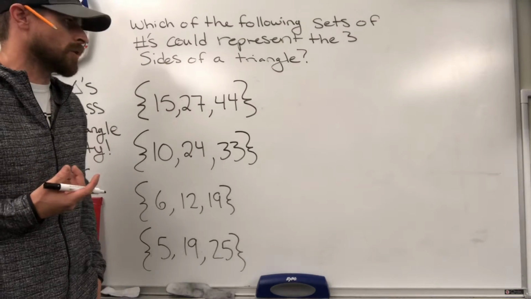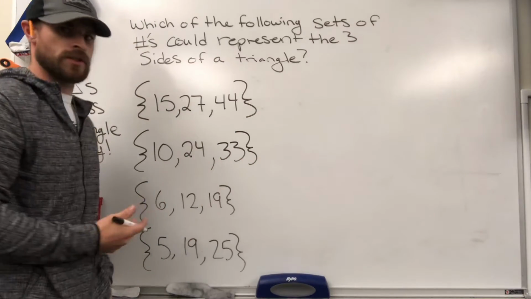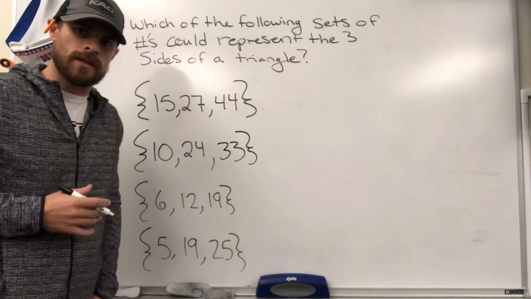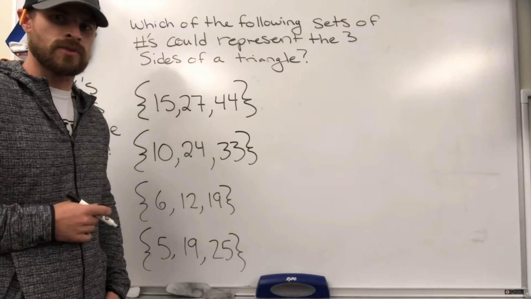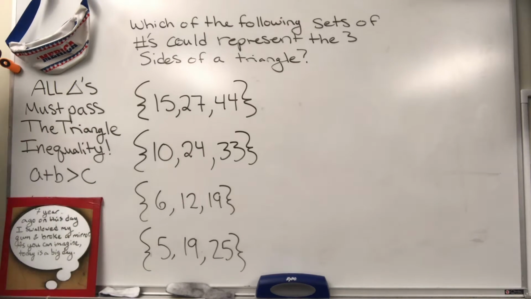Well, maybe you go and you draw 15 inches and 27 inches and 44 inches and see if they'd connect. To me, that just takes too long. There's an inequality that we can use to determine if three sides would be able to make a triangle. It's called the triangle inequality. All triangles must pass the triangle inequality. A plus B has to be greater than C. That's all there really is to it.